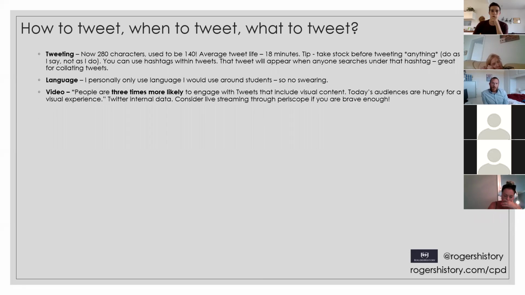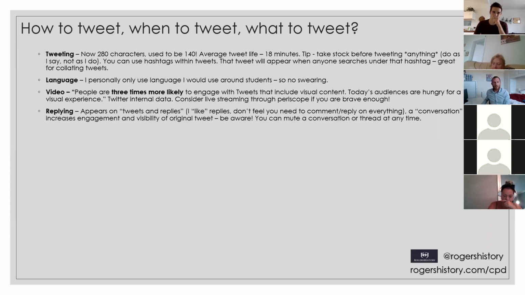Video. People are 3 times more likely to engage with tweets that include visual content. So this is from Twitter themselves. So I put on there to consider live stream. And if you want to connect with more people, then using Periscope, which is an app on the App Store, which you can connect with Twitter. Essentially, it's their Facebook Live, I suppose. Using something like that, incredibly powerful. And the number of engagements you can get from using that platform is very, very high. And even just normal videos, 3 times more engagement than text content. And that's something I've definitely found myself.